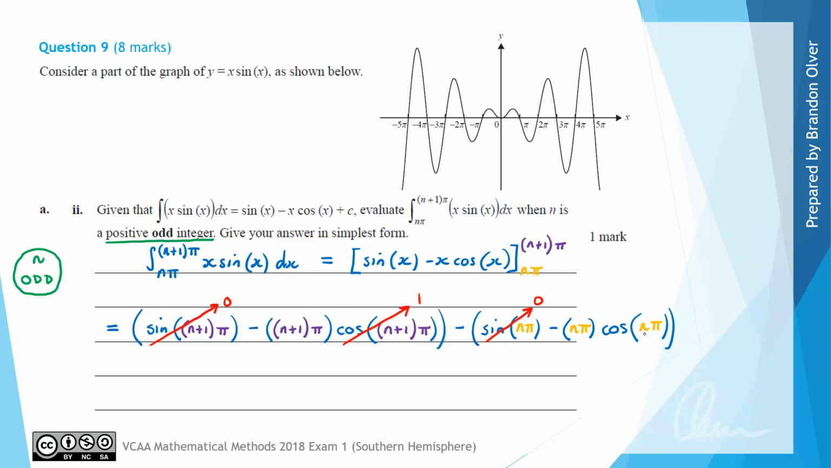And cos of n pi, where n is odd, will give cos of pi, cos of 3 pi, cos of 5 pi, or even cos of 7 pi, etc. And we know for those values that cos is going to equal negative 1. So now we just need to simplify this down.